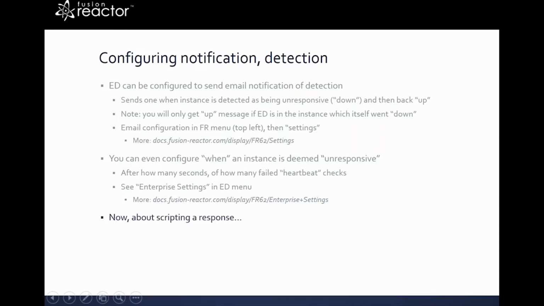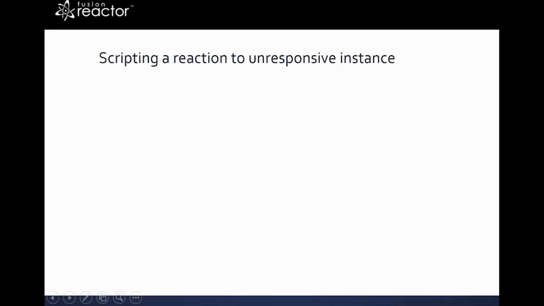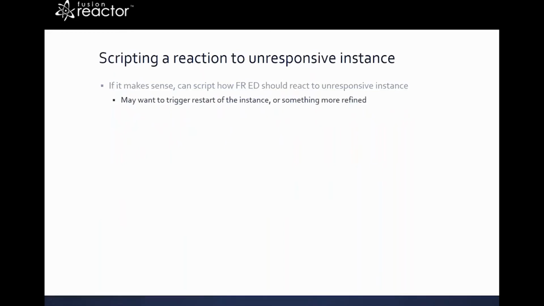But let's talk about scripting a response first. So we're talking about detecting that an instance is unresponsive. We've seen now how it looks. We've seen what you can do to handle it. And now, most importantly for some of you, is you might like this idea of being able to script a reaction to the fact that an instance is unresponsive. If it makes sense, yes, you can script the dashboard to react to that unresponsive instance. You might want to trigger restart of the instance, or maybe something a little more refined than that, because again, it might just be a network problem, and the instance may be fine. So you might want to think twice about just restarting it simply because this didn't get a response.